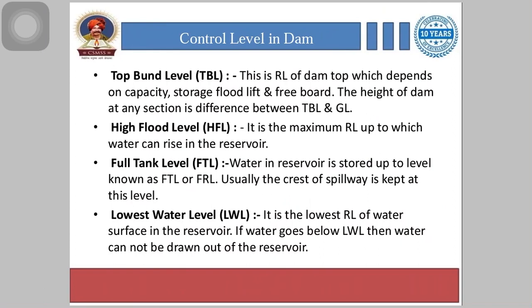Usually the crest of the spillway is kept at this level. Lowest water level, that is LWL. It is the lowest reduced level of the water surface in the reservoir. If the water goes below this level, then the water cannot be drawn out of the reservoir.